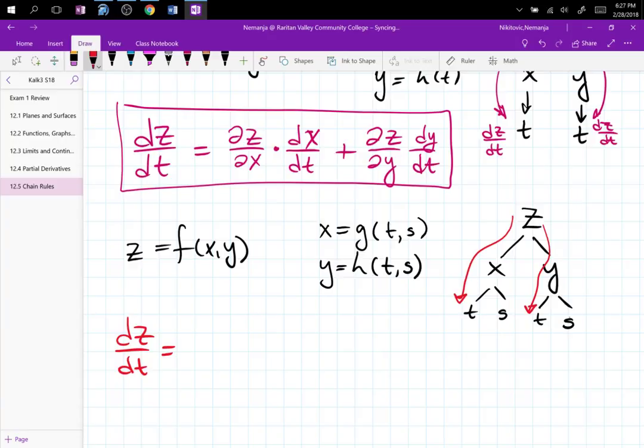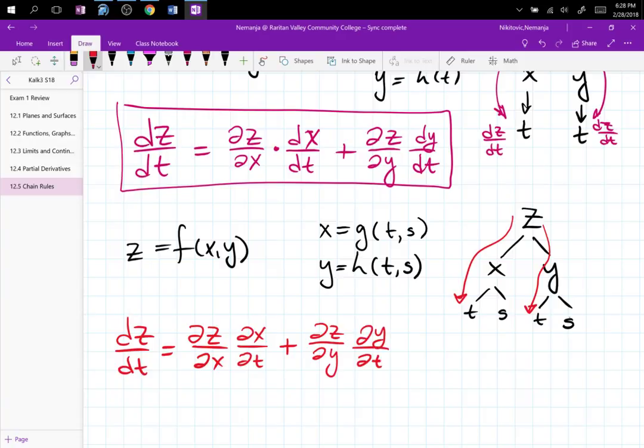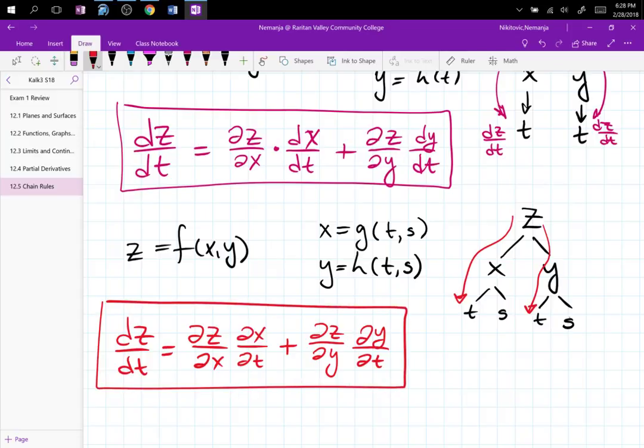There is a branching at z, so the partial derivative kicks in, right? We have partial z, partial x. And now we need to jump to t, and there is branching again. So partial x, partial t. Plus, there is one more branch that gets me to t, a different path. Partial z, partial y, partial y, partial t. And that's the end of the formula. I have reached the destination, which is t, through the tree, following the paths.